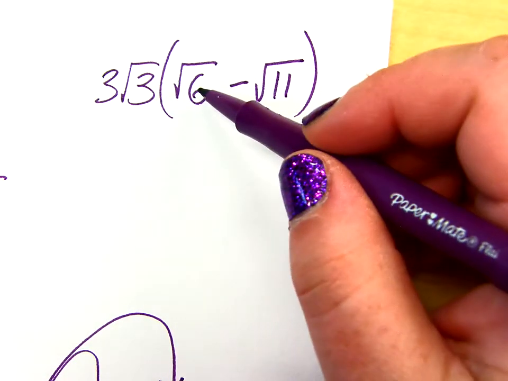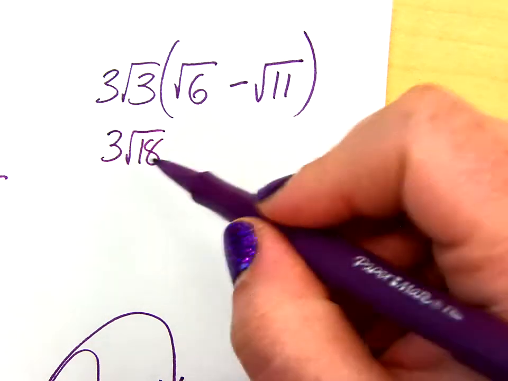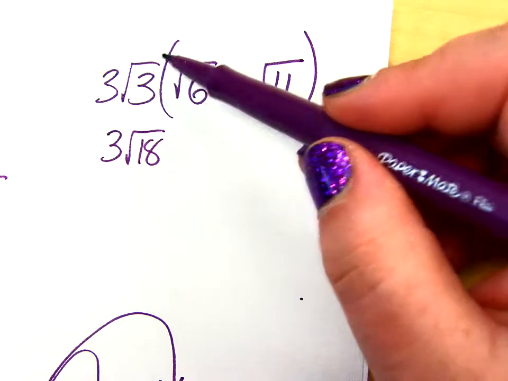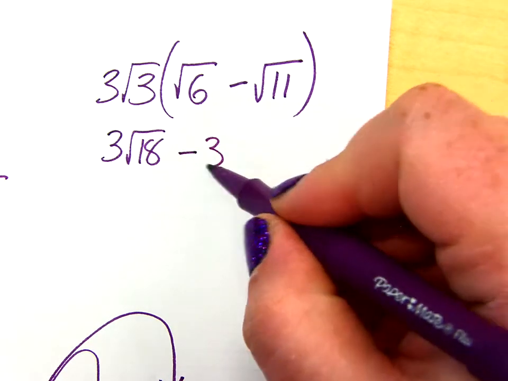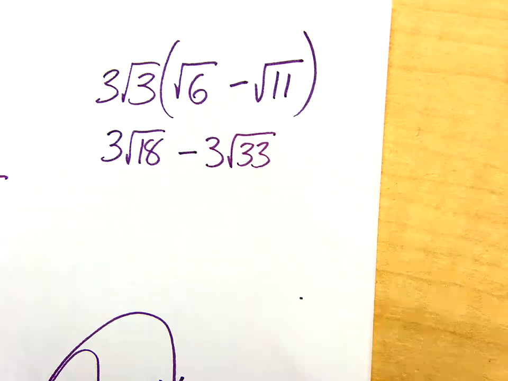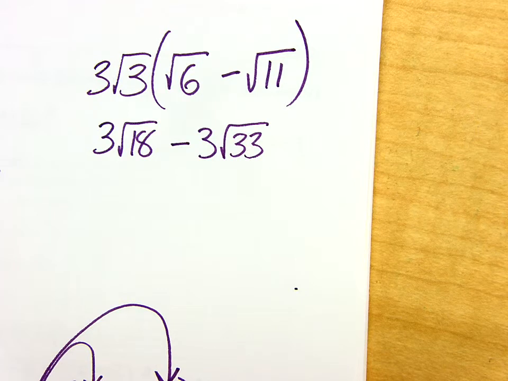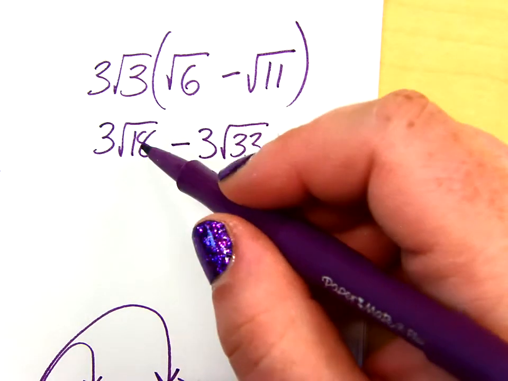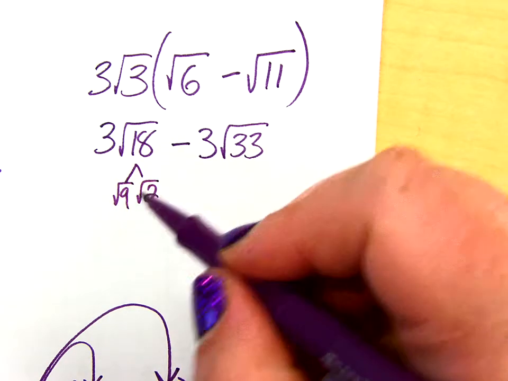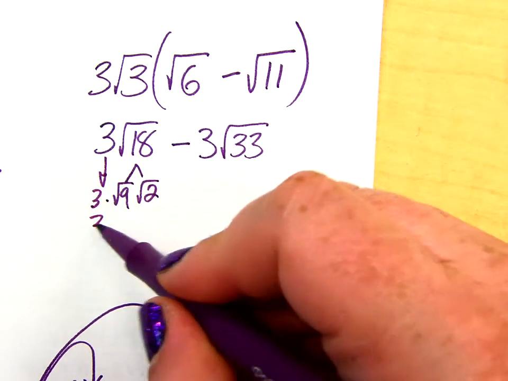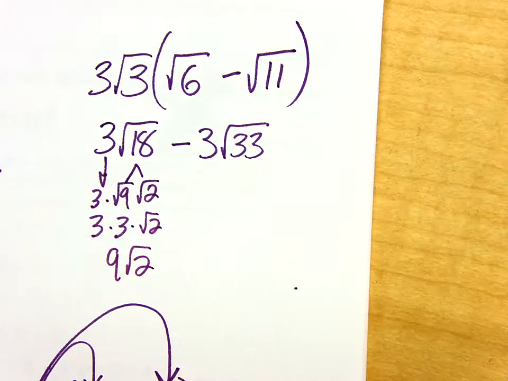What's 3 root 3 times root 6? 3 root 18 is correct. I'll come back and fix that later. 3 root 3 times negative root 11 would get me negative 3 root 33, right? Okay, so everybody got this at some point? Now I say, oh, okay, 18 can split into 9 and 2. So square root 9, square root 2, bring down the 3. So it's really 3 times the square root of 2, or 9 root 2 for that first thing.